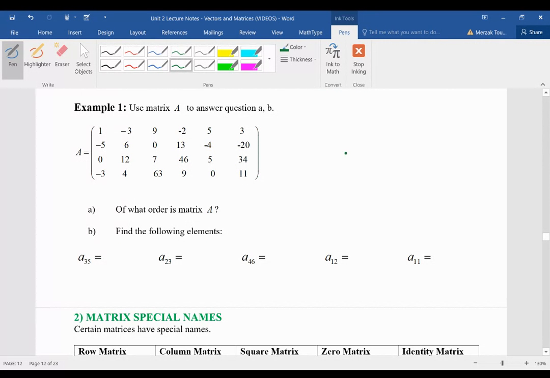Example 1 says use matrix A to answer questions A and B. So this is matrix A. Let's answer question A. Question A says, of what order is matrix A? Well, let's count. How many rows do we have? 1, 2, 3, 4. So 4 rows. How many columns? 1, 2, 3, 4, 5, 6.